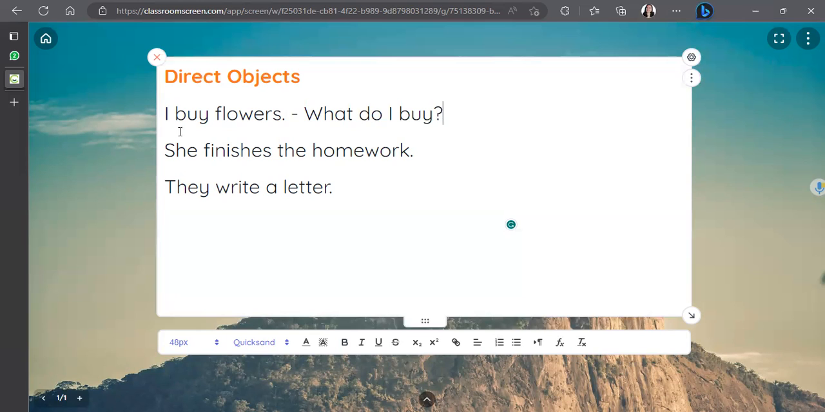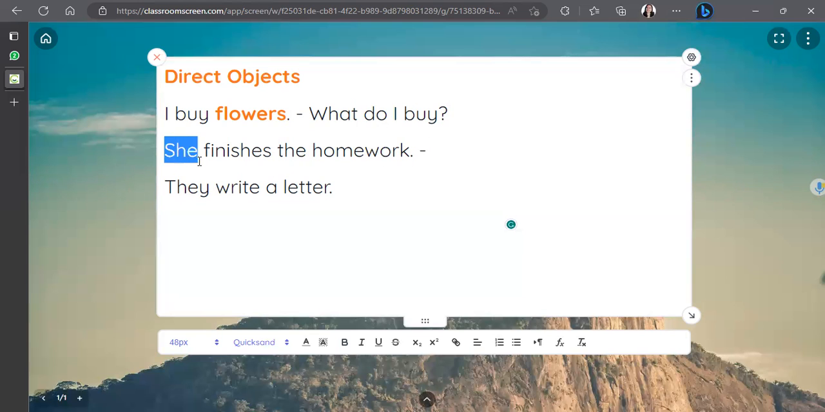For example, in this case, I buy flowers. What do I buy? Flowers. So I know that this is my direct object, okay? Because that is what I buy. Let's check the other example. In this case, I have, she finishes the homework.